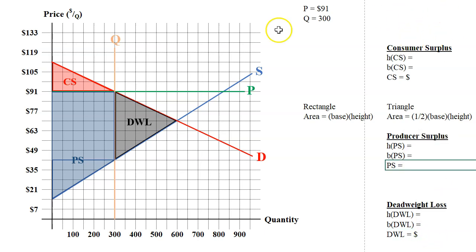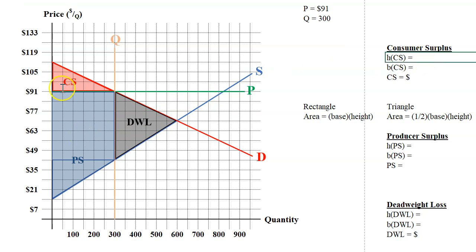But here's what I want to show you before we jump into this: we're going to need another formula. In addition to the triangle formula, we're going to need a formula for the area of a rectangle. Why are we going to need the area of a rectangle? Well, because producer surplus is made up of a triangle and includes a rectangle. So to find producer surplus, we're actually going to find two regions and then add them together, okay? All right, well, let's do consumer surplus.